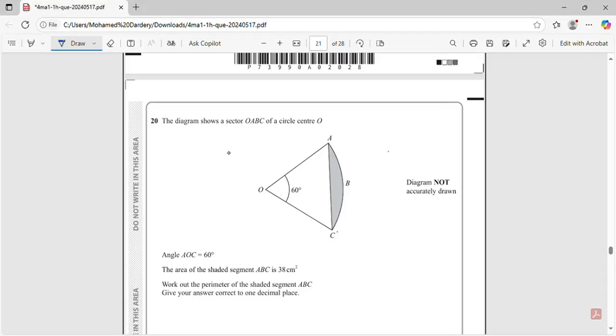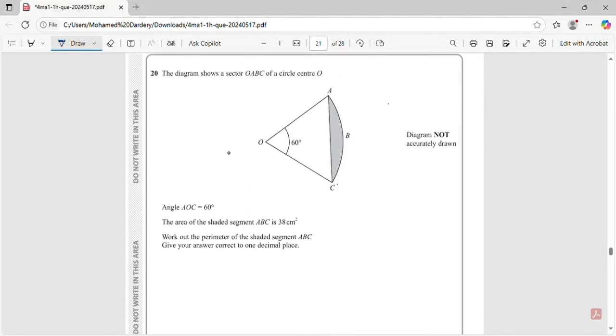Now with question 20. We have a diagram showing the sector OABC with center A and angle 60, and it says that the area of the shaded segment is equal to 38. You need to figure out the perimeter of the shaded segment ABC. So to figure out the perimeter of the segment ABC, I need the length of AC as a side and the length of ABC as an arc.